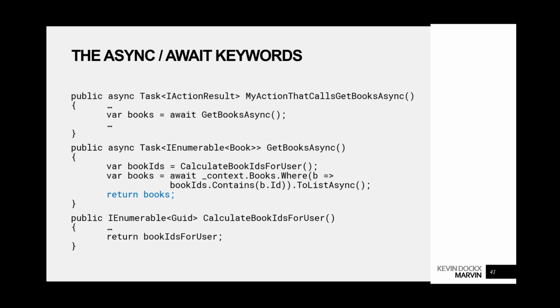We noticed, let me go back. You may have noticed that the return types here aren't just an IEnumerable of book. The return type of getBooks async is a task of IEnumerable of book. There must be a reason for that, right? Oh, this is why that's the case.